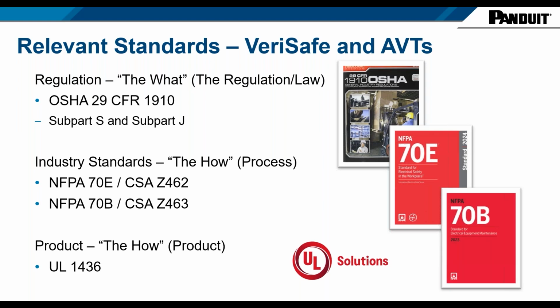So the ones that we're going to cover are OSHA 29 CFR 1910, specifically Subparts S and Subpart J. The regulation, OSHA 29 CFR 1910, is really the what needs to happen, that's regulation. And then the industry standards, more so the how to accomplish the what, being NFPA 70E and 70B, those are more process standards. And then finally, if we make it that far, this one's a little less impactful to the typical user, the product standards, the UL 1436, which is the standard that AVTs are I'll say governed by.